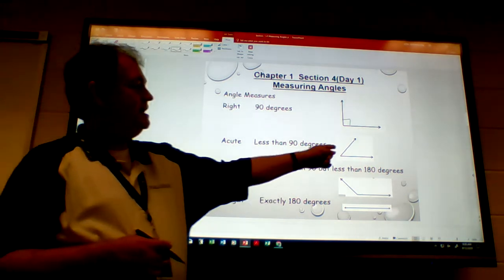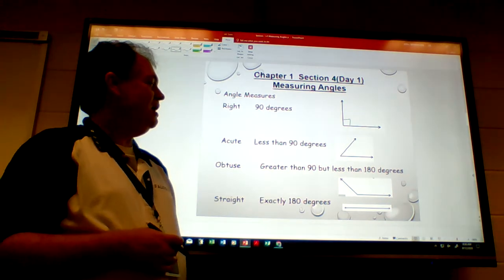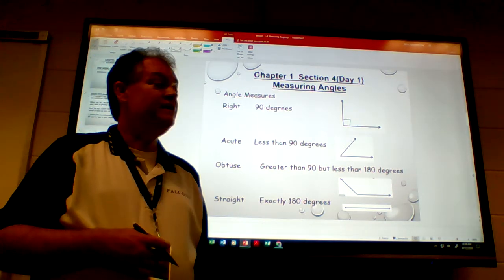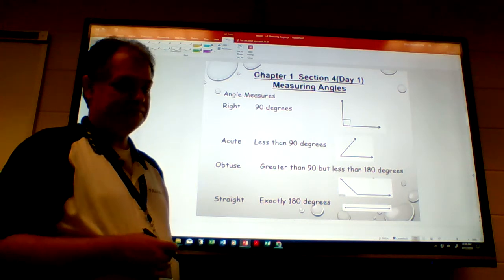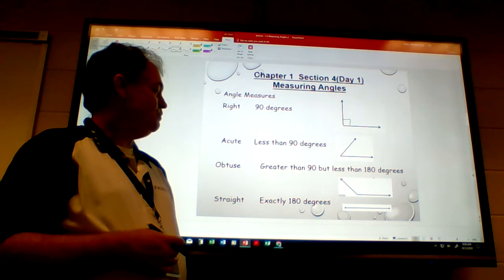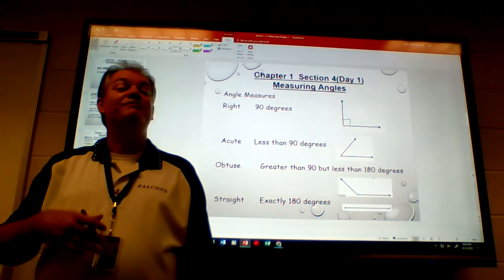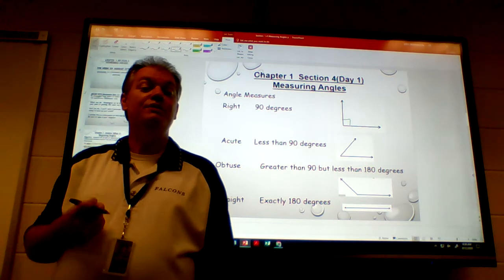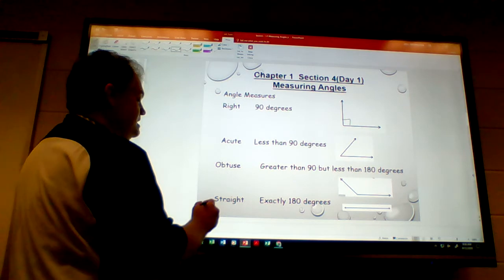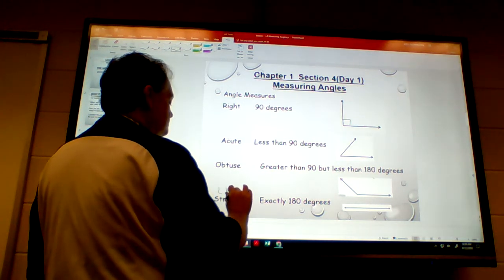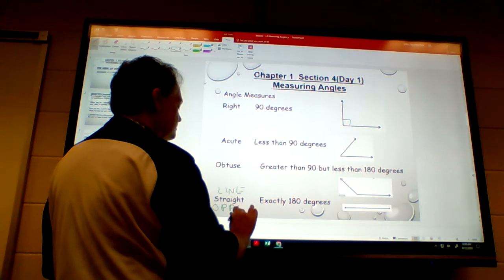So this is an example of an acute angle. Right here is an example of an angle that is greater than 90 but less than 180 degrees, and that's called obtuse. And then, of course, you have your straight angle. Now, we've already talked about straight angles in this class, but we've classified them by their other names. There were two names we classified them by before. One is a line, and then the other is opposite rays.